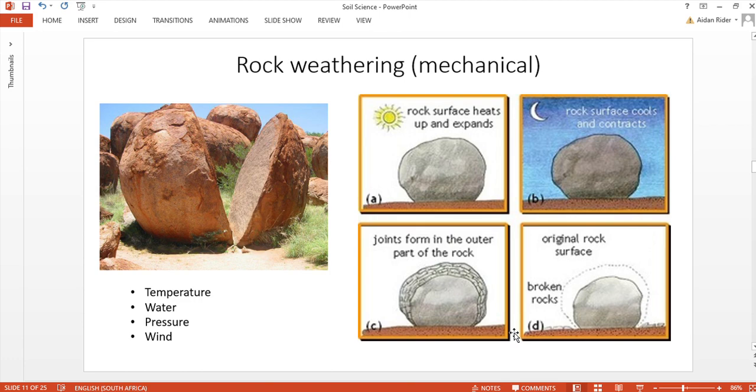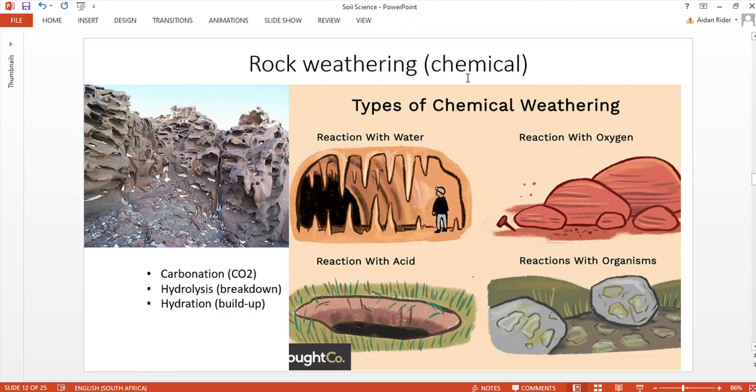Okay, so that's physical. Then chemical weathering, same thing, is also caused by three factors or three things. The first thing is called carbonation. So carbonation refers to carbon dioxide. So what happens here is that water combines with carbon dioxide to form carbonic acid. H2CO3, carbonic acid, and what this causes is it reacts with the other chemicals like calcium and magnesium in the rocks, and then it causes it to be able to dissolve in water.